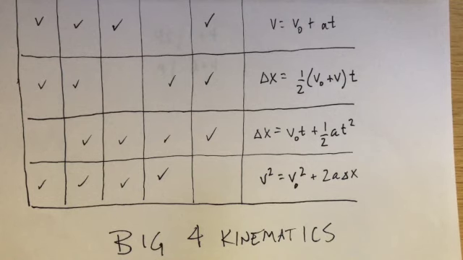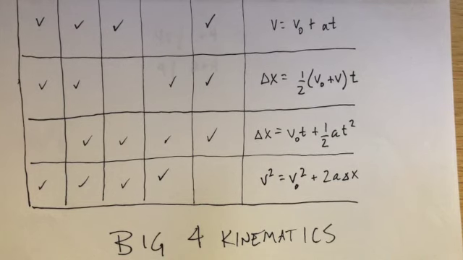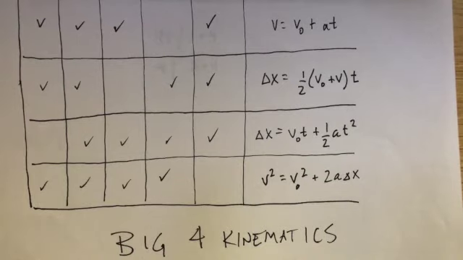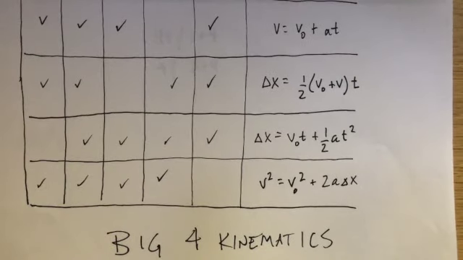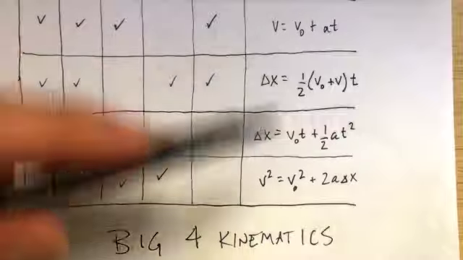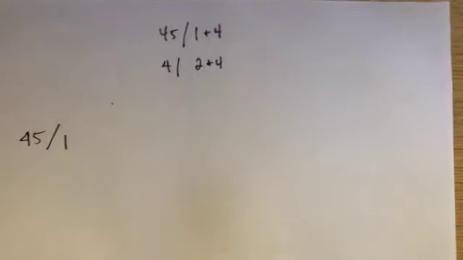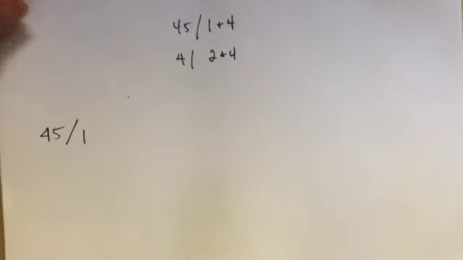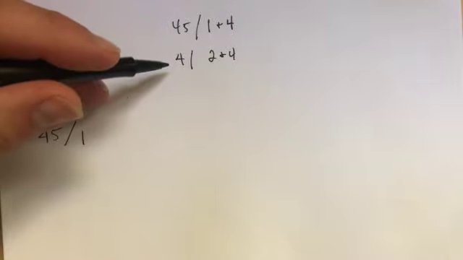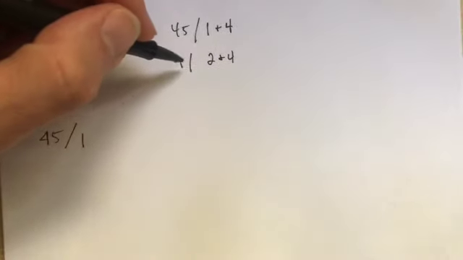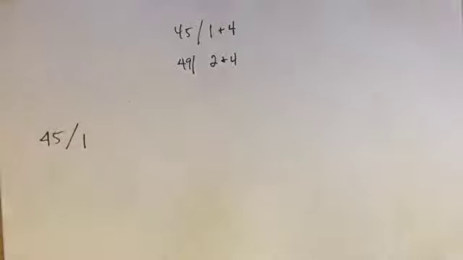These are all derived from a couple equations that we already know. I'll go through the derivation at the end for those who are interested and who don't want just equations dropped out of the sky on them and wonder where they came from. But this is the homework that I'm assigning today: page 45, numbers 1 and 4, and page 49, numbers 2 and 4.